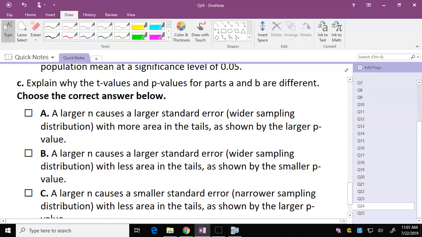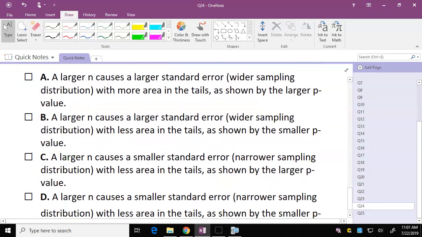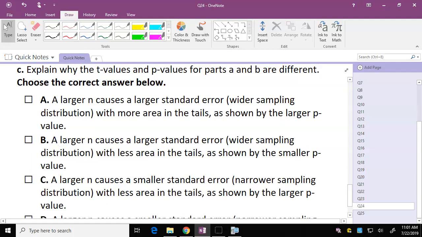Notice all these are talking about a larger n. What does the sample size do to everybody else? If I have a larger sample size, what will that do to the standard error? What will that do to your p-value? They will decrease, both of them. Remember when we were doing all the formulas, the standard error has the square root of n at the bottom. The larger the sample size, the smaller that standard error will become.